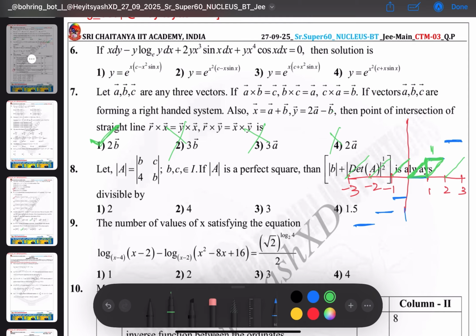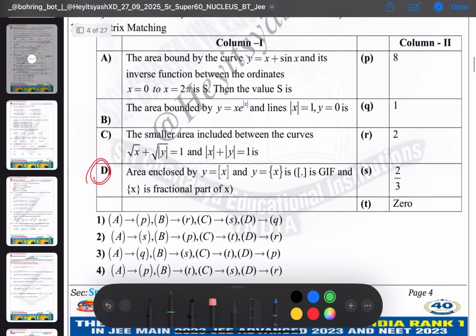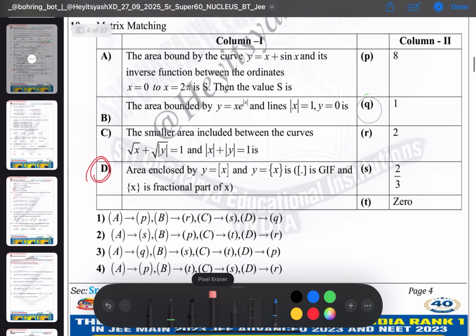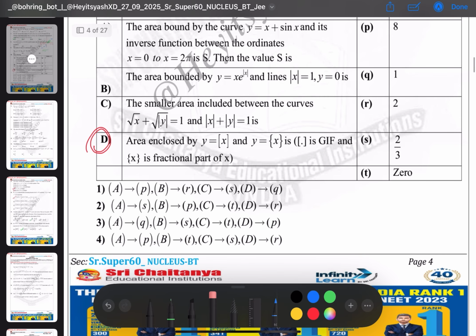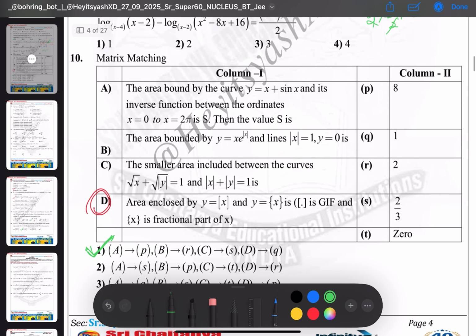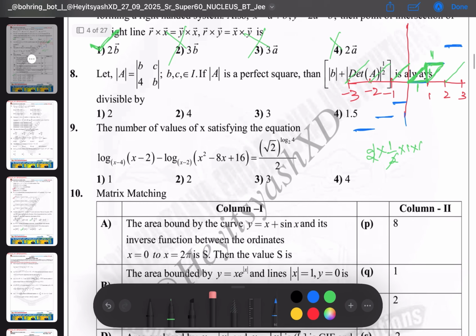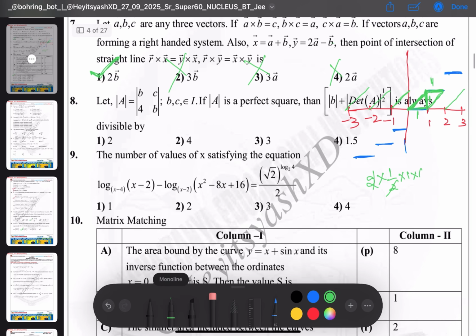This length is 1, this height is 1, this is also 1. So half into base into height is the area of one right angle triangle. For two right angle triangles it is simply 1. So Q, it maps to Q. Option D maps to Q. So there is only one option which maps to Q. So option 1 is correct. Such a simple question. You don't have to get scared about all of this.